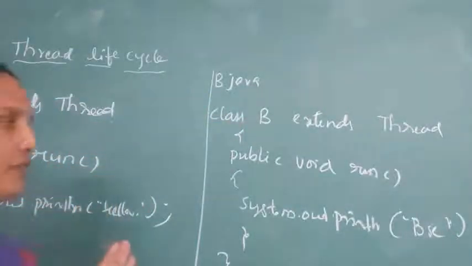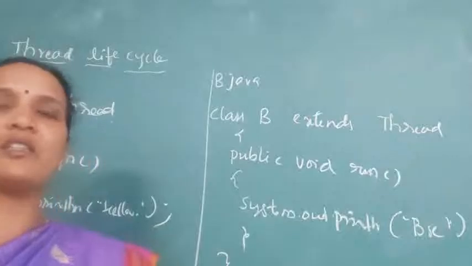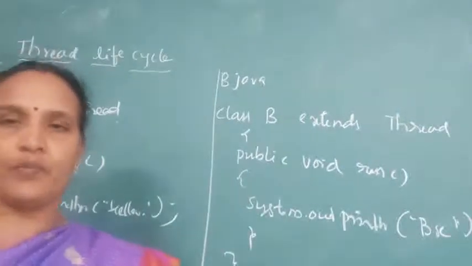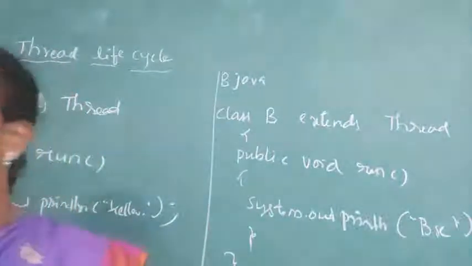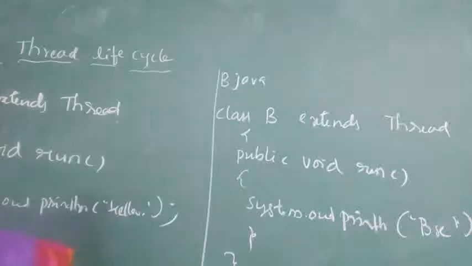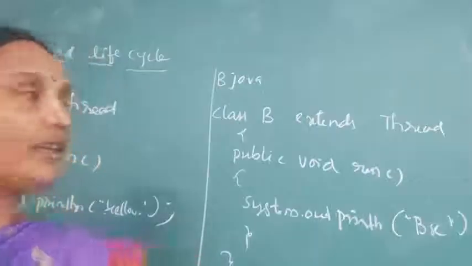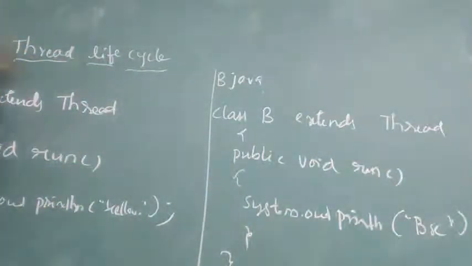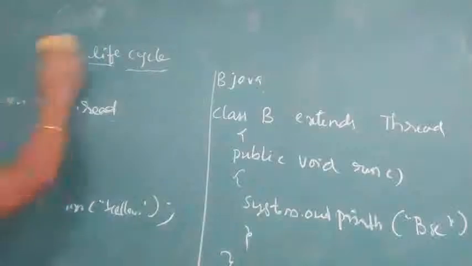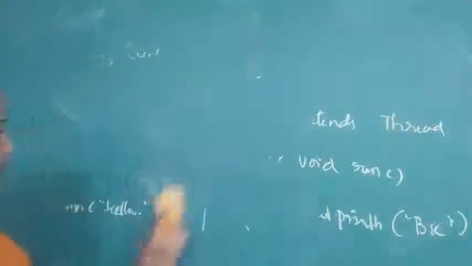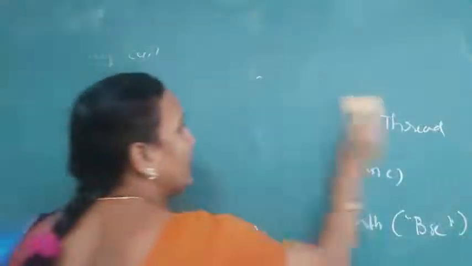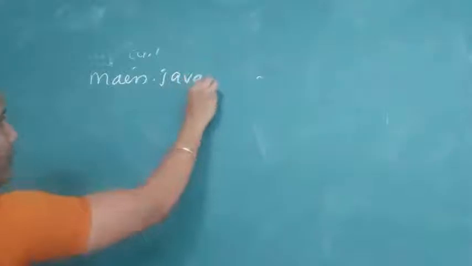Okay, so now from which part do these two threads start their execution? After creating two threads, we need to execute these two threads from the main thread. Okay, now I will create a Main.java. See the example, Main.java. This is another file.